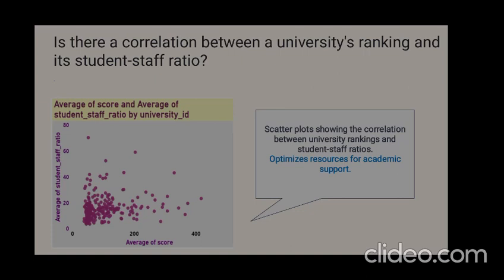Is there a correlation between a university ranking and its student staff ratio? One thing is that for showing a correlation in Power BI, we always use a scatter plot. Now, in this question, as they are asking for a correlation, I use the scatter plot showing the correlation between the university ranking and student staff ratio, which optimizes the resources for academic support.